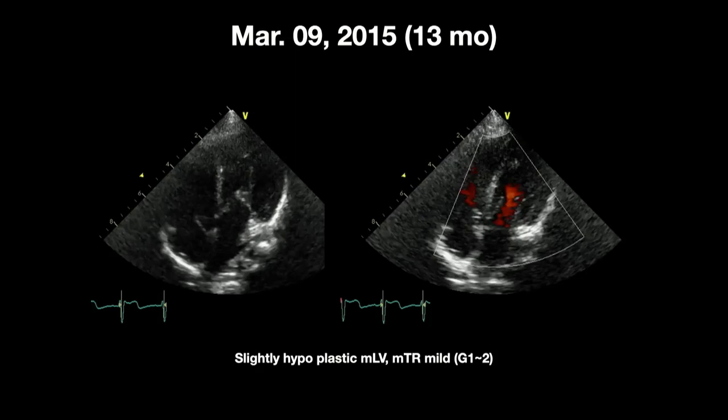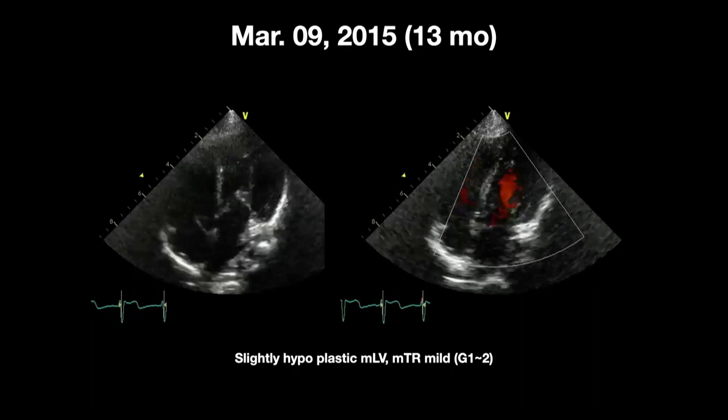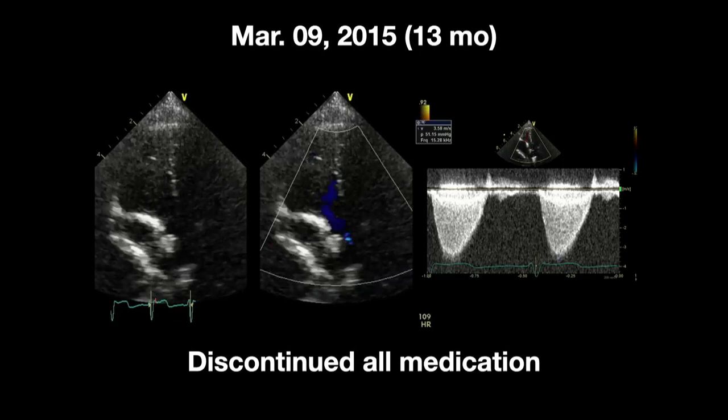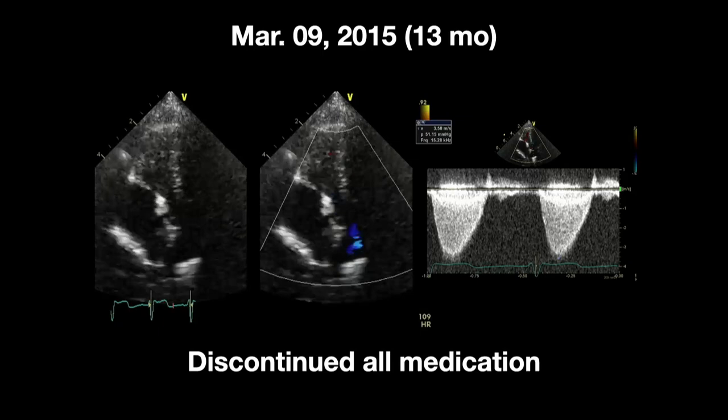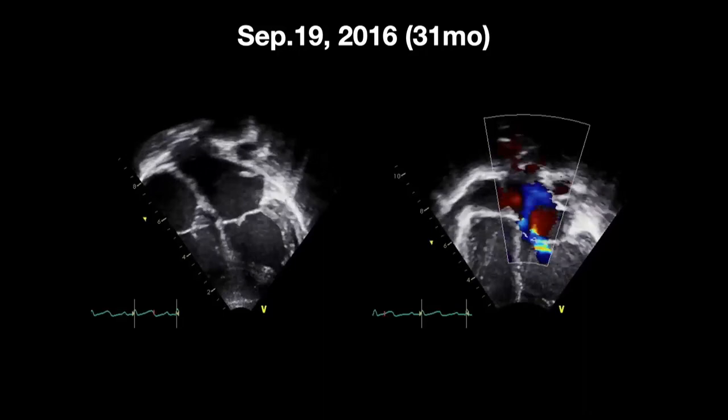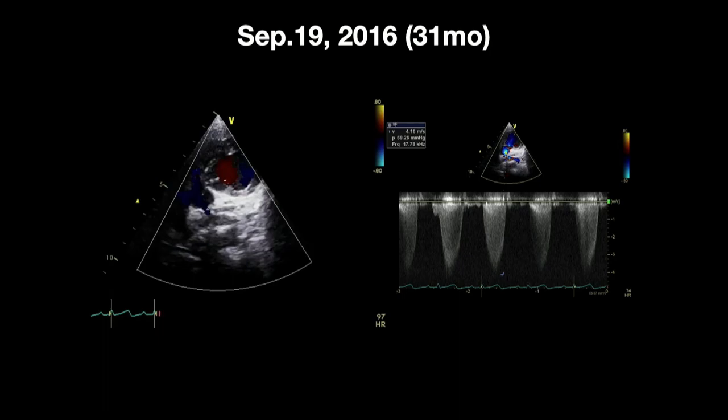And this was after the banding. Function looks good with mild functional MR and slightly hypoplastic LV. And the banding site looks good with pressure over 50 millimeters of mercury, and all heart failure medication was stopped. And this is at 31 months. The ventricular function looks good, and functional MR was mild, and the banding site looks tight with a pressure gradient of 70 millimeters of mercury.